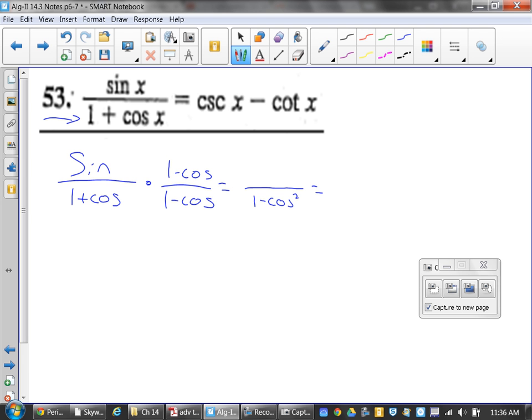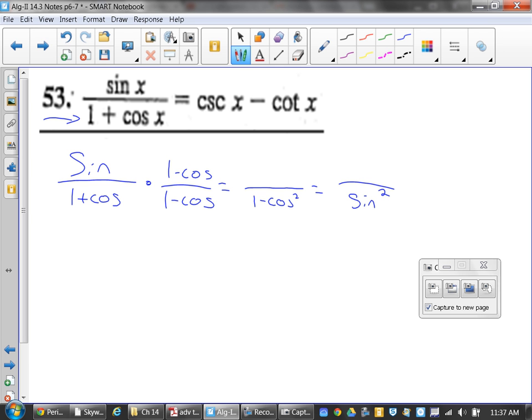Negative sine squared. It's just sine squared. Just sine squared. Sine over sine. Oh, it's 1 minus cosine? Yeah. When you FOIL out, you get 1 plus cosine minus cosine squared.